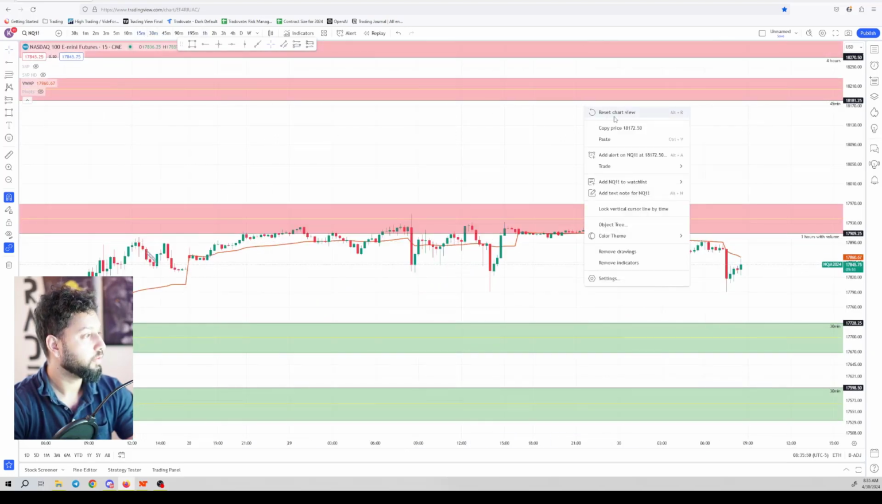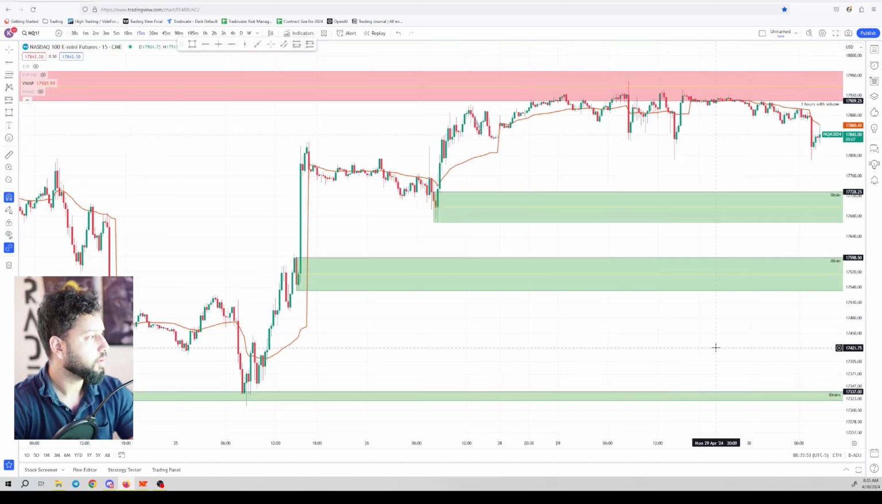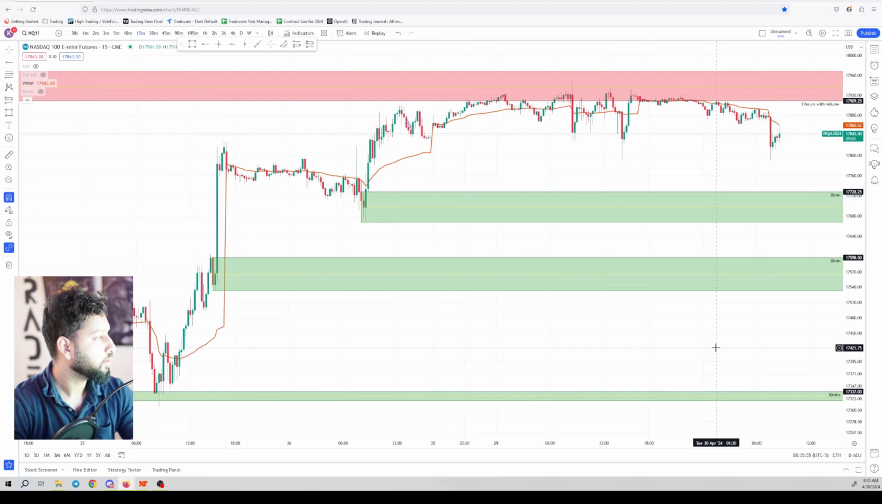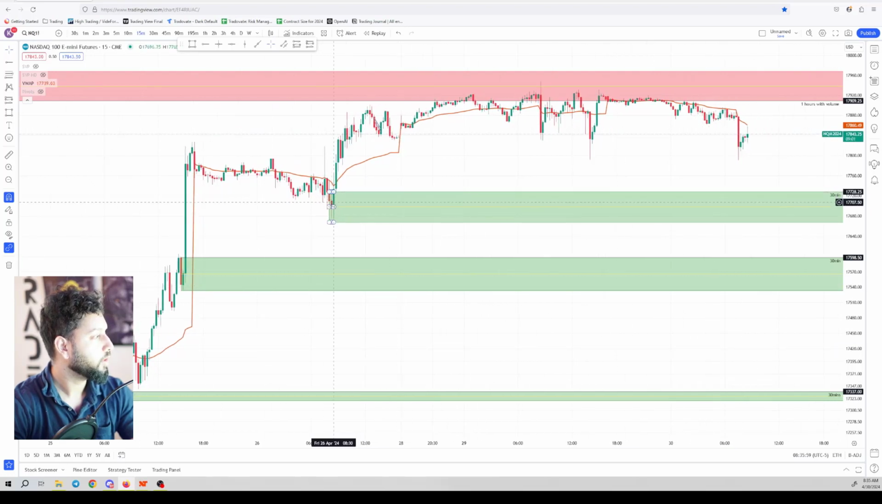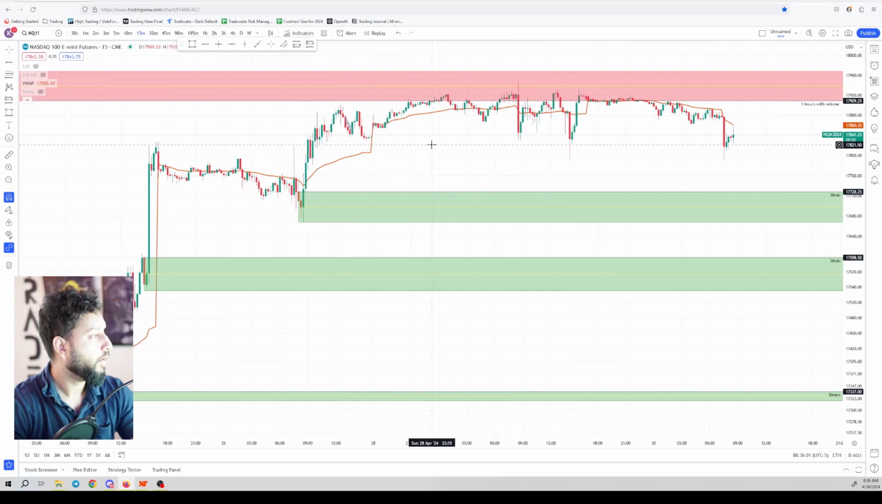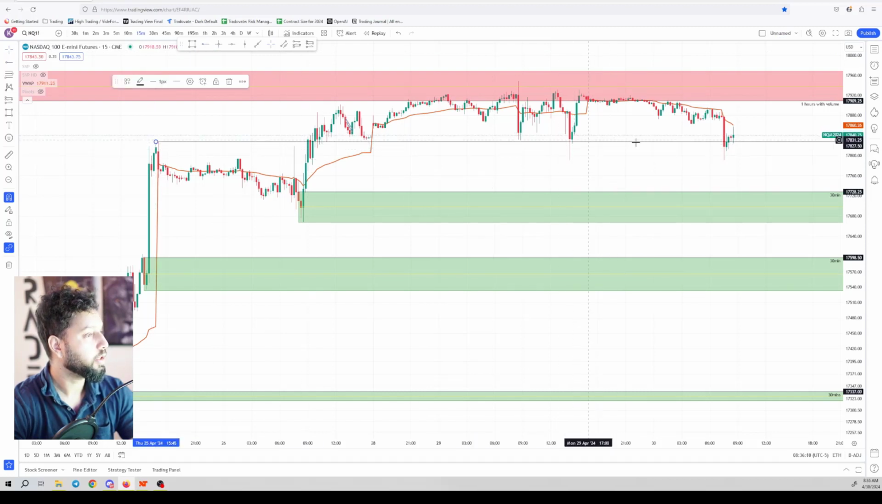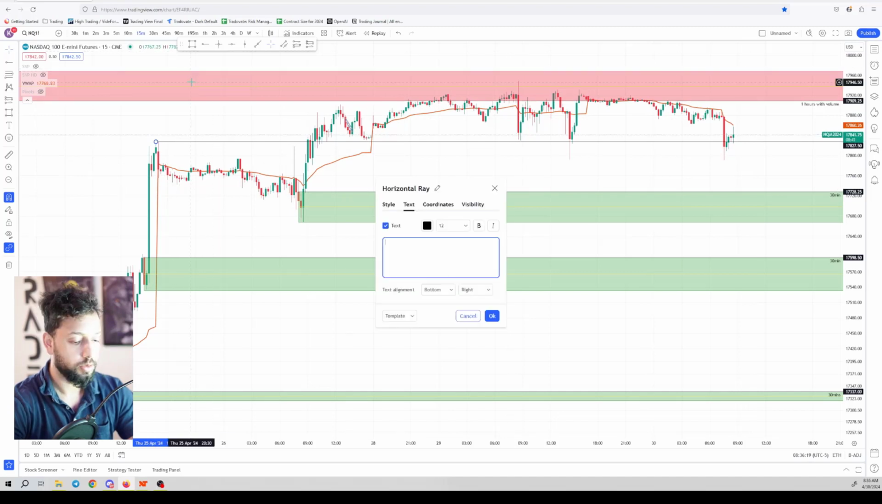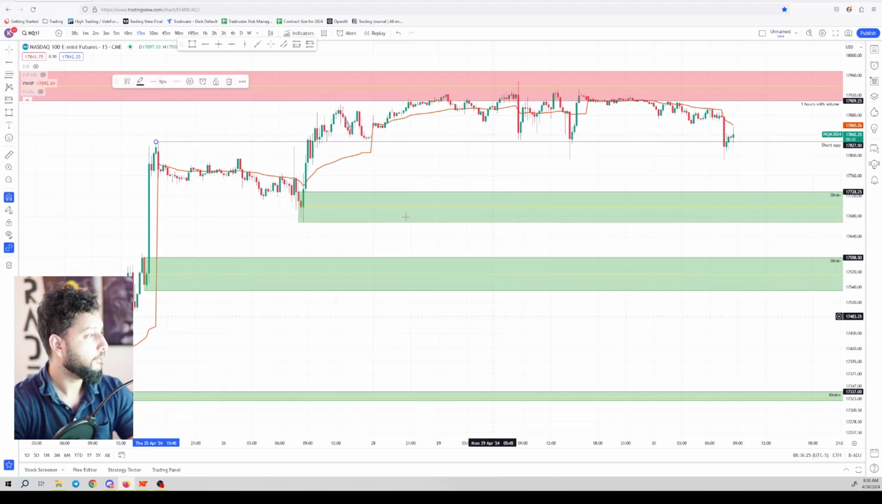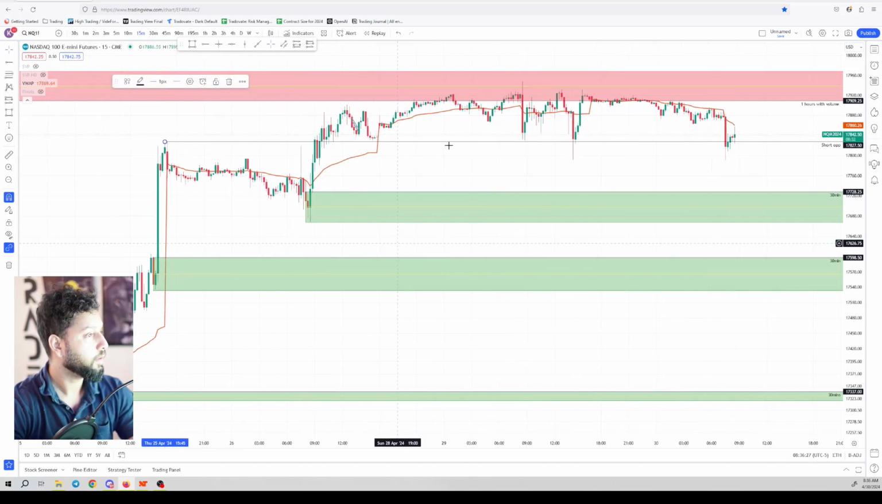Let's see if I have something in 15 minutes. See, even the 15 minutes is the same one. And I see the market is expecting this one. If it breaks this one, I might try to look for a short opportunity. Other than that, I don't see anything yet.